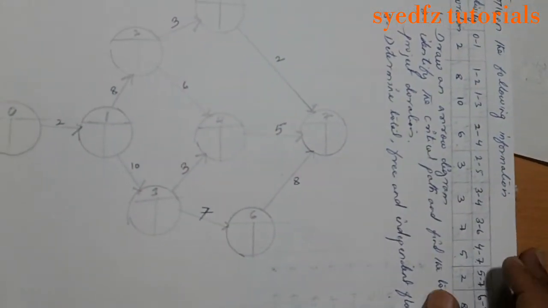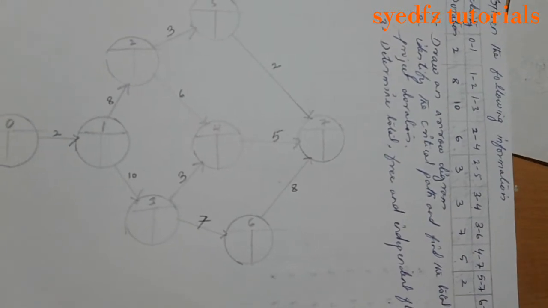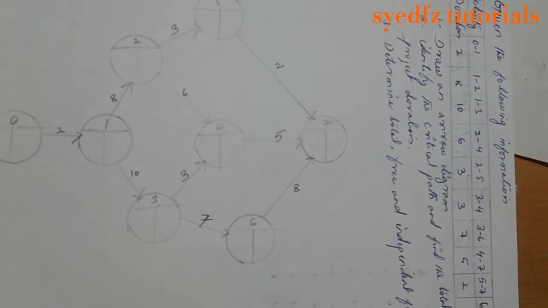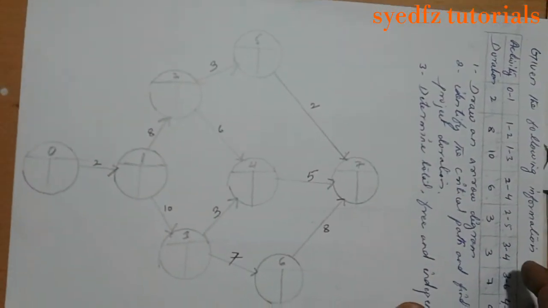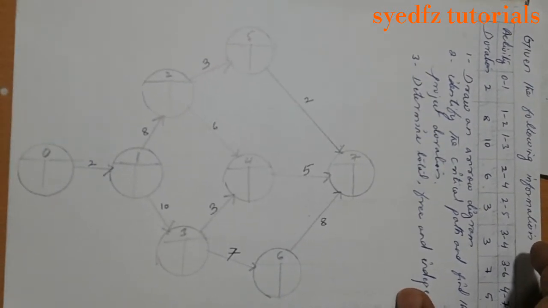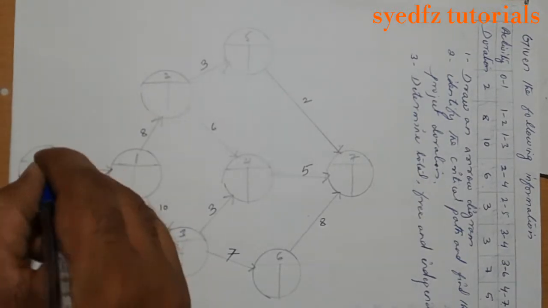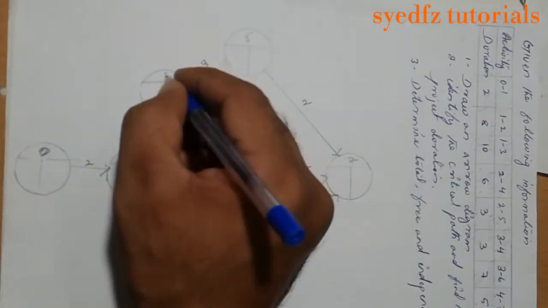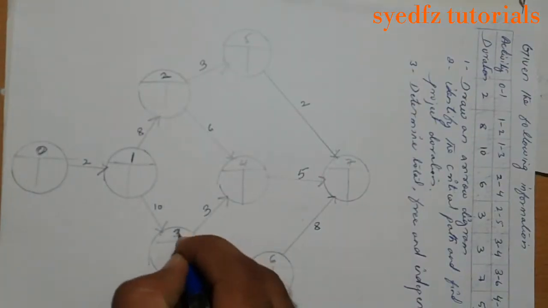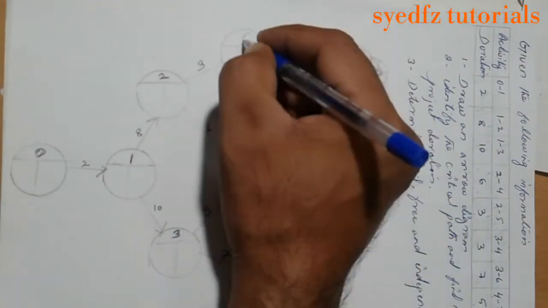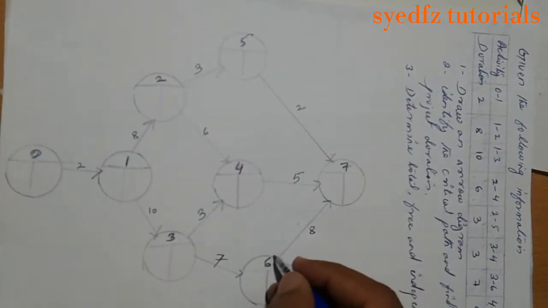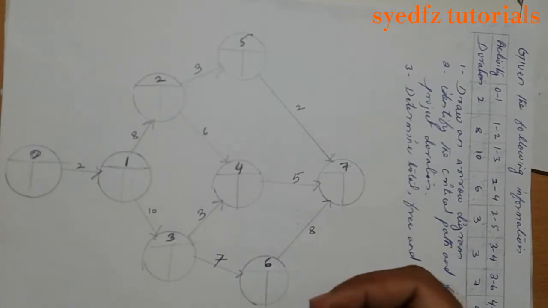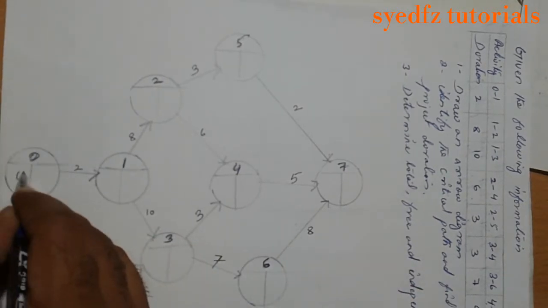Okay, now what we have to do is calculate the earliest time. Earliest time is starting here. We have to take maximum values. Okay, how? Let's start from here. This is 0. As I said, this is first one, second, third, fourth, fifth, sixth, seventh. Okay, always start with a 0.